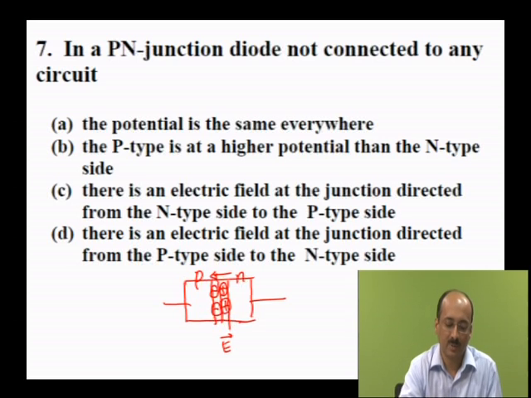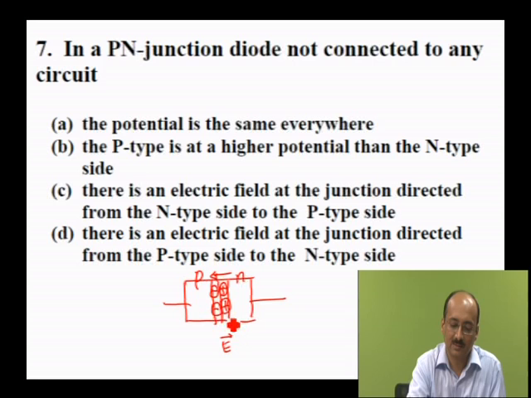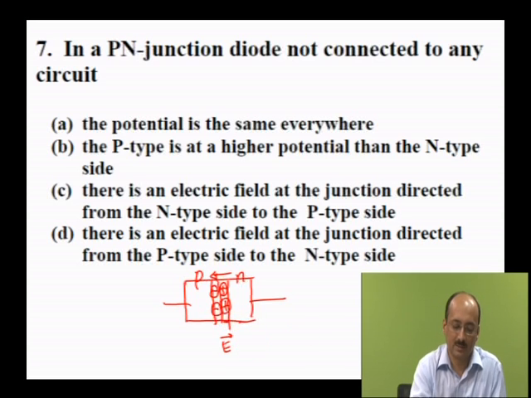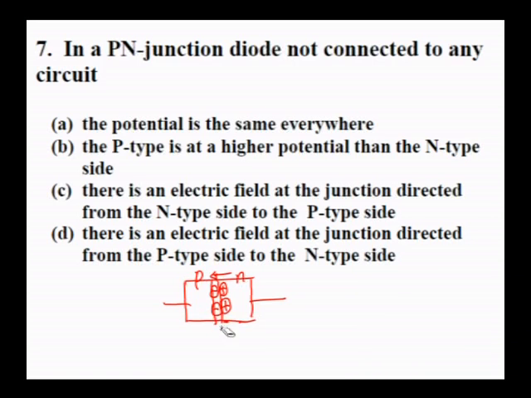and potential is the same everywhere, they have given. Potential will not be the same everywhere, because since this N type side is having positive immobile ions, it will be at a higher potential. So if you were to write the potential graph, it will be like this. This shows that N type side is at a higher potential, P type side at a lower potential. Hence the answer will be choice C. There is an electric field at the junction directed from N type side to P type side.